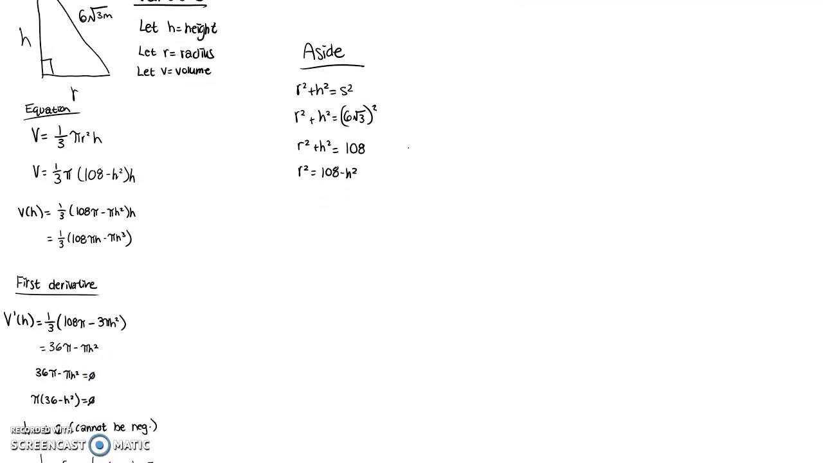For my equation then, I plugged in my r squared value, which ended up giving me the volume is equal to 1/3 pi times (108 minus h squared) times h. First thing I did was multiply the pi in, which gave me V of h is equal to 1/3 times (108 pi minus pi h squared) times h. Then I multiplied the h in, which gave me 1/3 times (108 pi h minus pi h cubed).